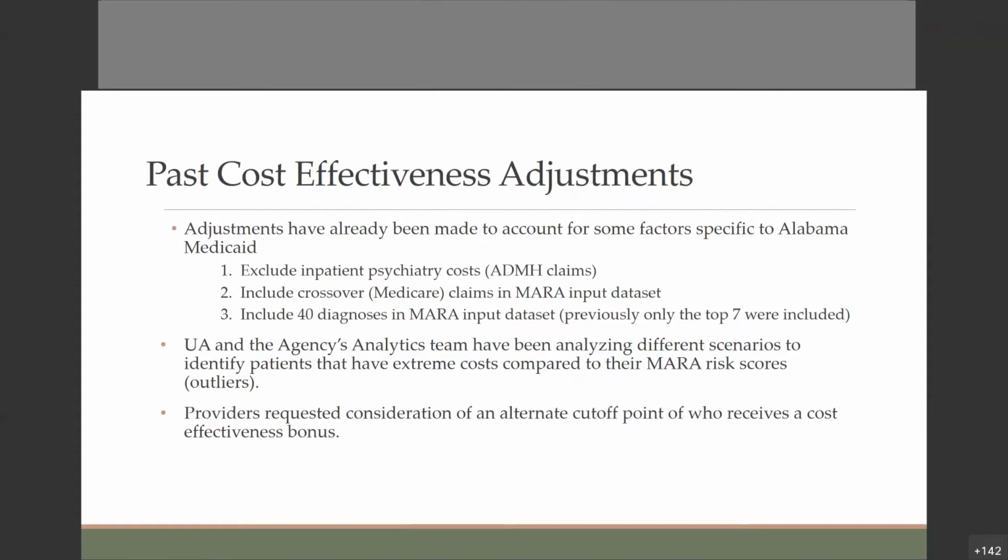So as we took in suggestions from different participants in the ACHN, both the university and the analytics team have been analyzing many different scenarios to help improve the cost effectiveness methodology. And so we've been attempting to do so within the way that we calculate cost effectiveness and also the cutoff point of who receives the bonus and how that pool is distributed.